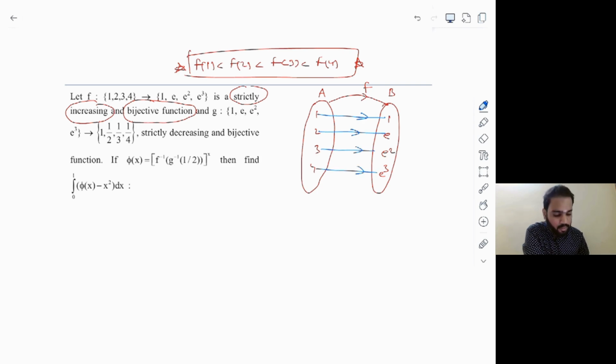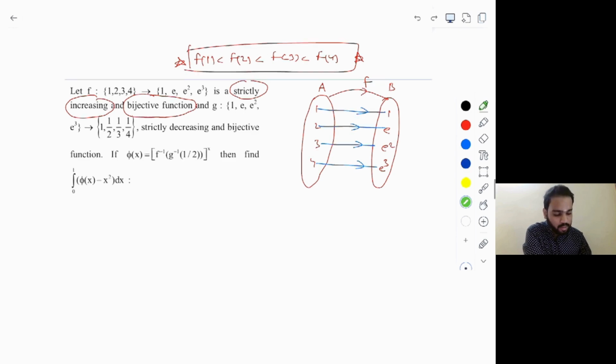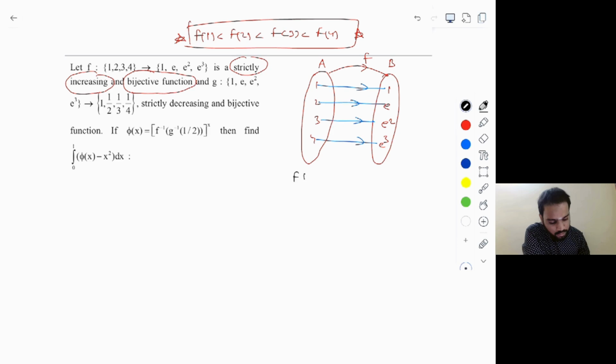And what's the reason for that? If you try to map, let's say, 1 to e, what happens? f of 2 must be mapped to the next element, e square or e cube. Let's say you're mapping to e square. And then next you have to map 3 to e cube because f of 1 is less than f of 2 and so on, right? But clearly, in this case, the element 4 will be left without mapping, which is not even a function. So that is the reason the one and only one possibility for the mapping here is this. So directly you can notice that f of 1 is equal to 1, f of 2 is equal to e, f of 3 is equal to e square, and f of 4 is equal to e cube.